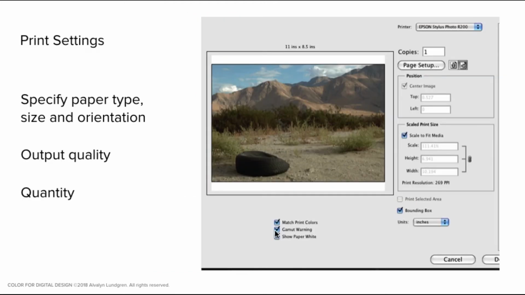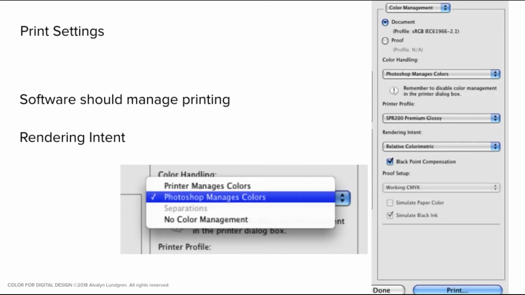A gamut warning is when the image that you're printing has colors in it that cannot be mapped to the printed output. So usually you check that box in order to be alerted if things are going to be way out of gamut. When given the choice, you should always have the software manage the colors because, again, that's where your color control starts between your computer and the printer.